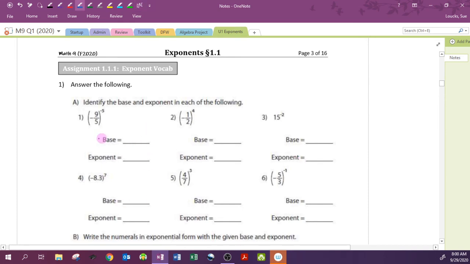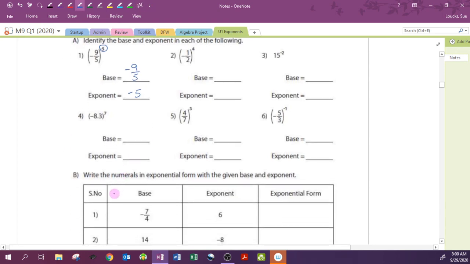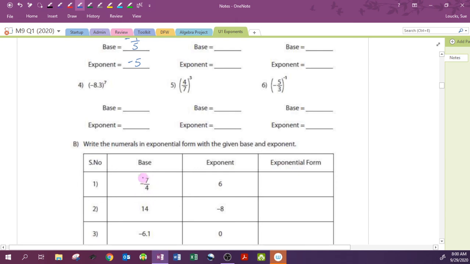In this one, the base, the exponent is always the little number. So in this case, it's -5. And the base is going to be, if there's brackets here, everything that's in brackets. Okay. And then for this one down here, if the base is something other than just a single number, you must put it in brackets. So this is -7/4 to the 6.